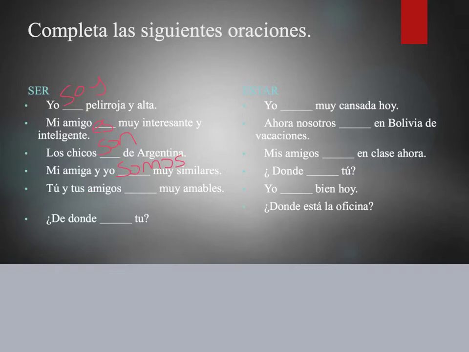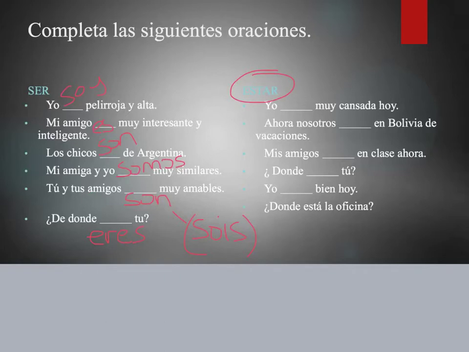Tú y tus amigos, aquí hay dos respuestas. Puedes poner son. Or, si estás en España, if you're in Spain, you could also say sois para vosotros. Ok, y último, número 6, ¿de dónde eres tú? Y ahora repasamos estar.